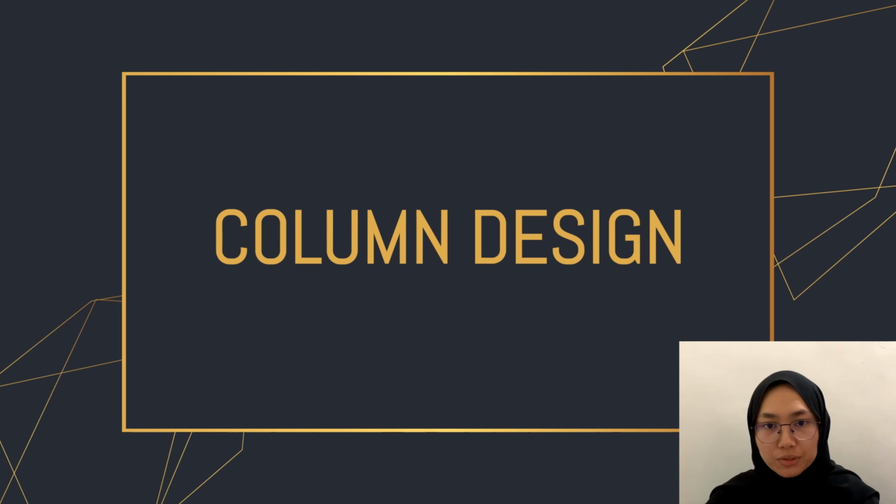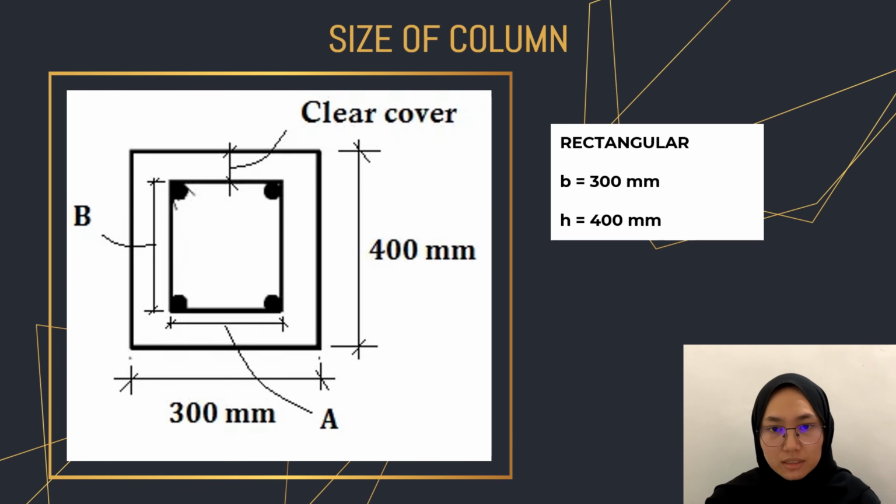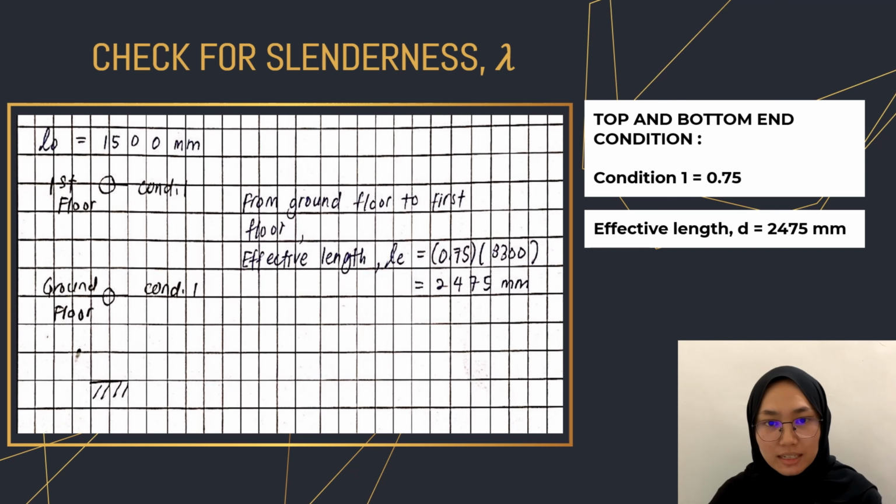Next, we will proceed with the column reinforcement design. First and foremost, the basic information of the column is the size, which is 300 x 400 mm. Then, we check for the slenderness, lambda. The top and bottom end condition is considered as condition 1. Therefore, the coefficient is taken as 0.75. Thus, from the ground floor to the first floor, the effective length is 2475 mm.